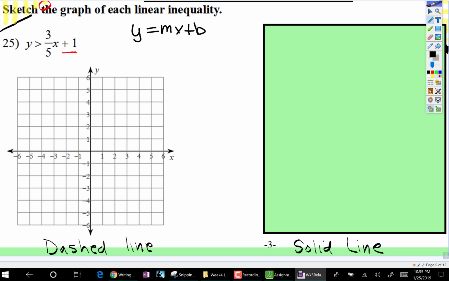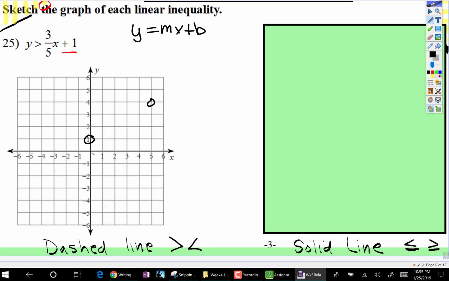There's only one thing you need to remember: if the inequality looks like this or this, it will be a dashed line. If the inequality has the solid line underneath the equal sign, then the line that you draw will be a solid line. So we're going to touch right there at +1, hollow dot, and we're going to go up 3 over 5. So 1, 2, 3, 1, 2, 3, 4, 5, hollow dot.